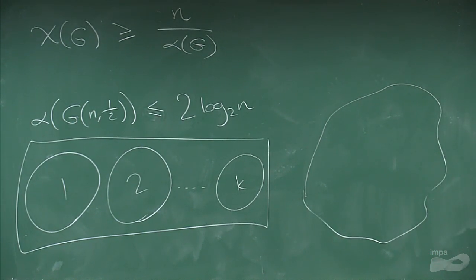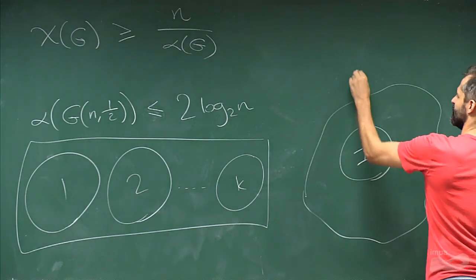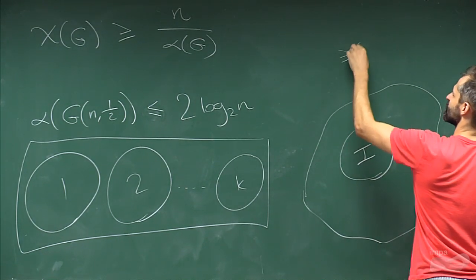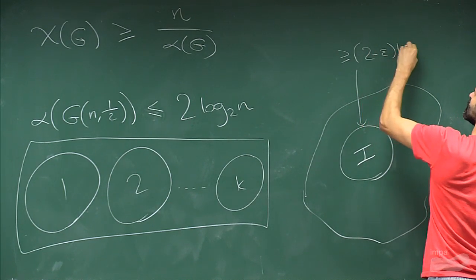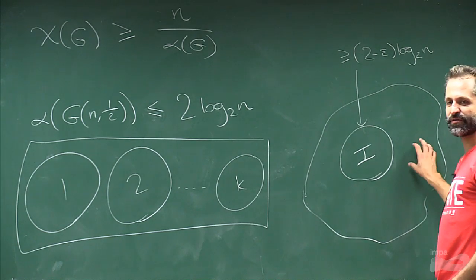And what do we want to find in here? Well, we want to find a set that's independent, that has size at least (2 minus epsilon) log to the base 2 of n. Right? So as long as we can do that, we can continue. Okay, so let's continue as long as we can. And then there's some vertices left. What should we do with those? Well, as long as the number of vertices, yeah, please.